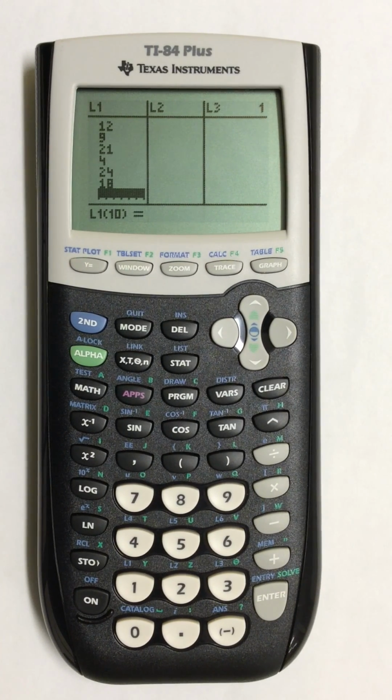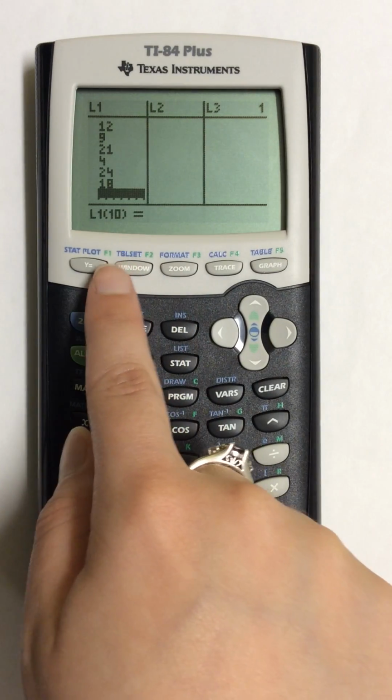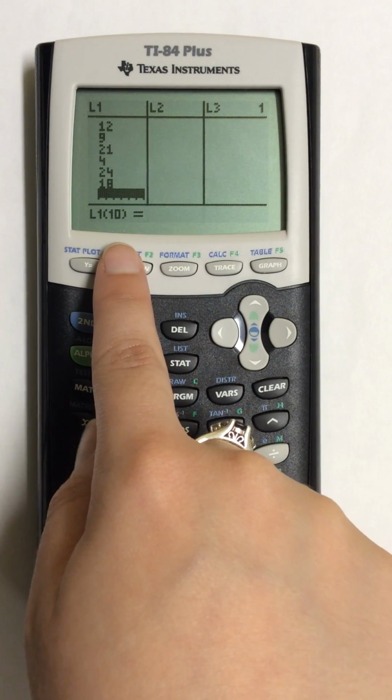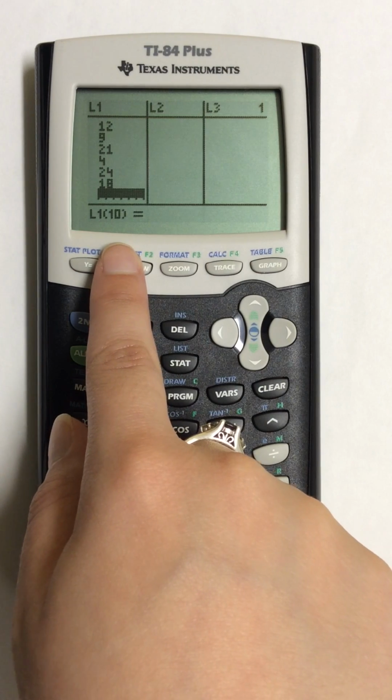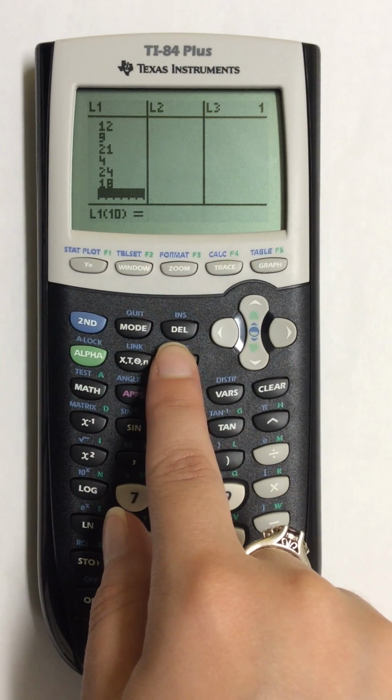When calculating standard deviation and variance, it is much easier to do it on a calculator than it is by hand. I already have some numbers in my calculator that I want to find the standard deviation and variance for. And so I'm going to begin by first pressing the Stat button.